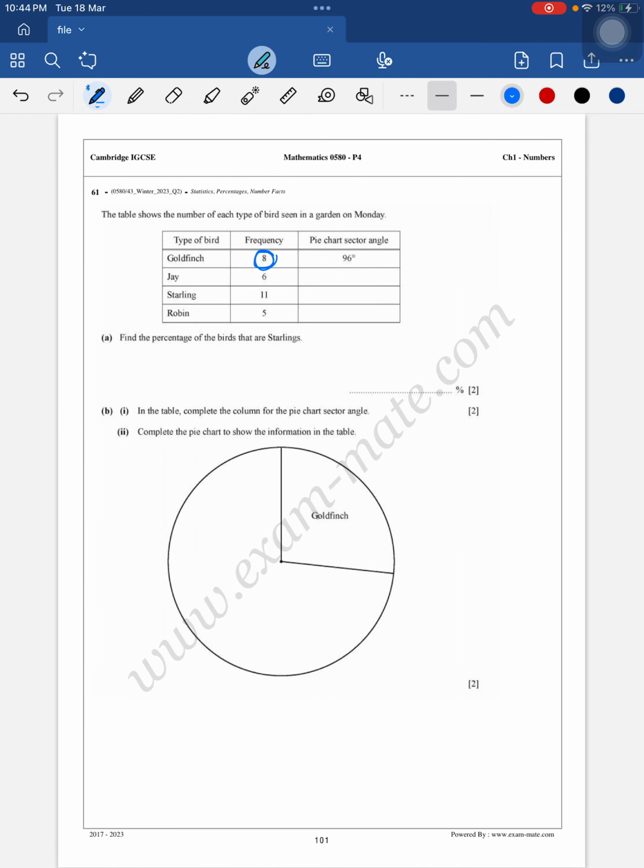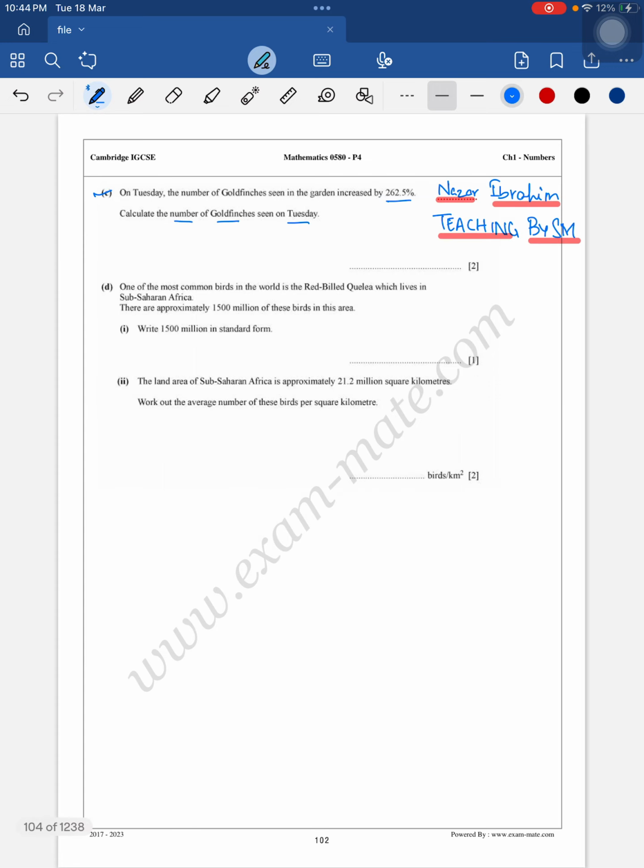We have goldfinches as 8 on Monday. So on Tuesday it increased by 262.5%. So we have 8 on Monday increased by 262.5 upon 100. Putting this in calculator, 8 into 262.5 divided by 100, we are getting 21. Now 21 is the amount which is the 262.5% increase, and the actual amount on Monday is 8. It is saying calculate the number of goldfinches seen on Tuesday. So 8 plus 21 is 29. 29 goldfinches will be seen on Tuesday.